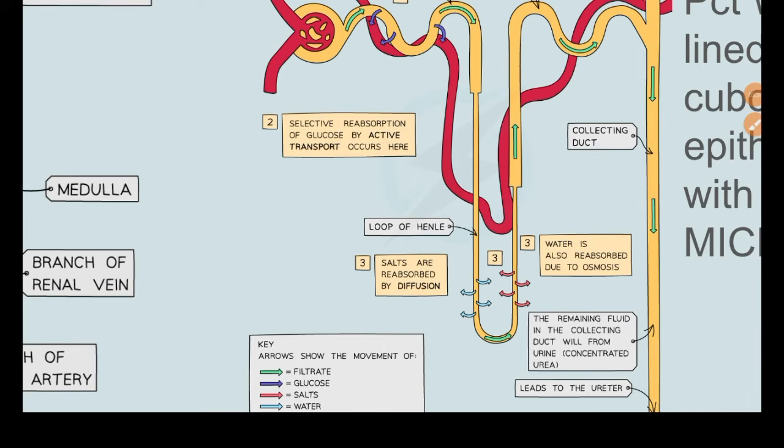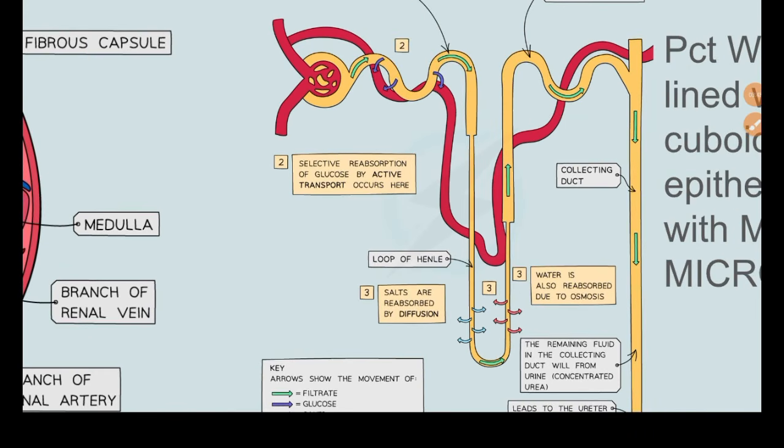And then lastly, the loop of Henle acts as a countercurrent multiplier. Countercurrent because the fluid moves in opposite directions in the two loops of Henle, as you can see here, this ascending and descending loop. And it's a multiplier because it increases the ion concentration of interstitial fluid in the medulla, so that we have a more concentrated urine and we lose less water.